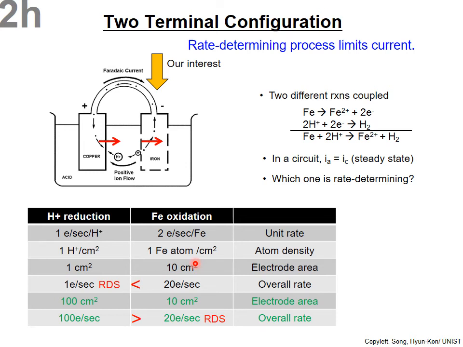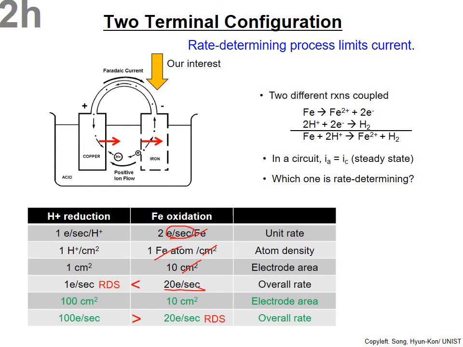So then we can calculate the overall rate of the Fe oxidation. So 2 electrons per second per Fe. Let me change my laser pointer to pen. 2 electrons per second per Fe, and 1 Fe atom per centimeter square, and I have 10 centimeter square of surface area of the electrode. Then finally we have this unit, electron per second, and then 20. So every single second you can generate 20 electrons from this electrode.